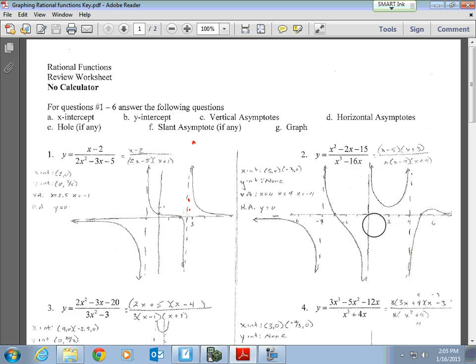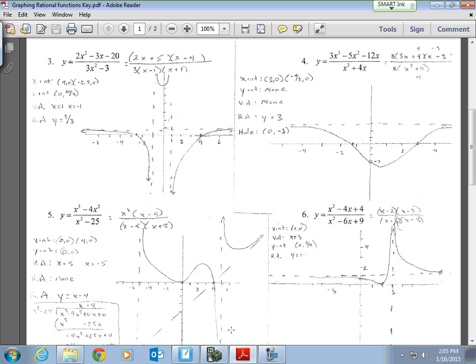Okay, question number 3. Get rid of all my marks. Same logic, looking for x-intercepts, so I factor everything. Factor a 3 out of the bottom first. Then I get 3 times x minus 1, x squared minus 1, which factors into x minus 1 times x plus 1. It's a difference of perfect squares, so you get that. On top I get 2x plus 5, etc. You can see my factoring. Okay, x-intercepts, values for x that make the top 0.